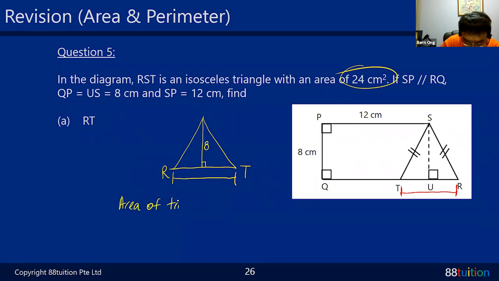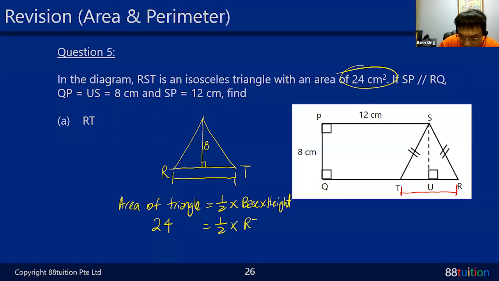Area of triangle. What is the formula? The formula is given as half times base times height. All right, so that is the general formula of area of triangle. What is the area? Area is 24. Half is half. What is the base? Base is RT. That's what I'm supposed to find. What is the height? Height is 8. What do you do? 24 is equal to what?